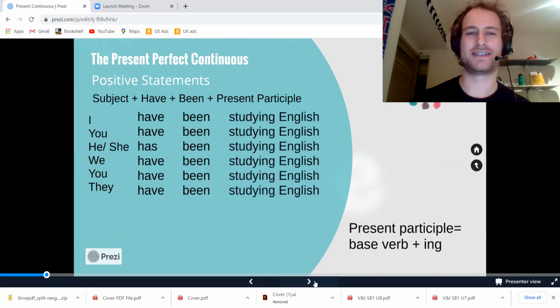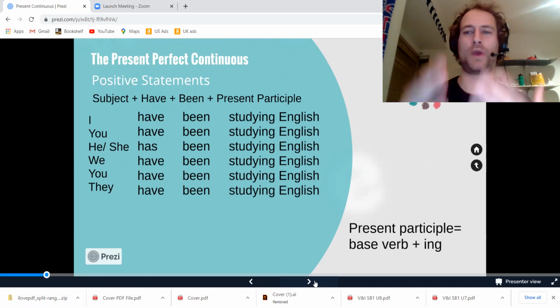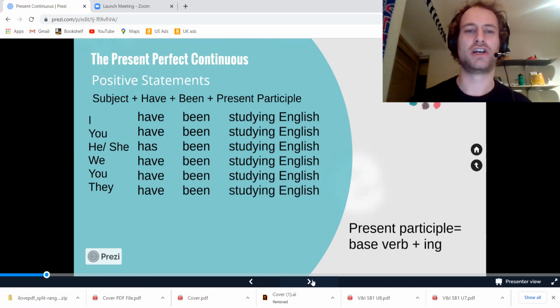Another example, studying English. I have been studying English. We have been studying English. You have been studying English. They have been studying English. So in order to create the present perfect continuous as a positive statement, just remember to use the subject plus have or has plus been plus the present participle of the verb.